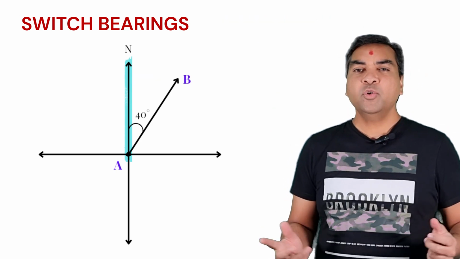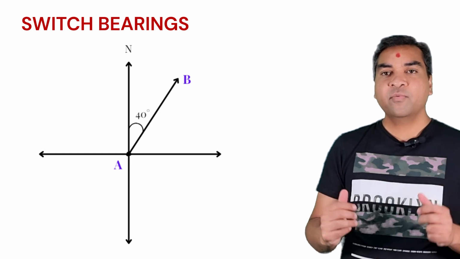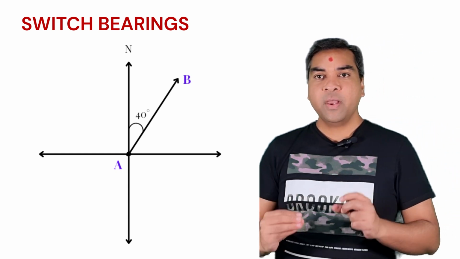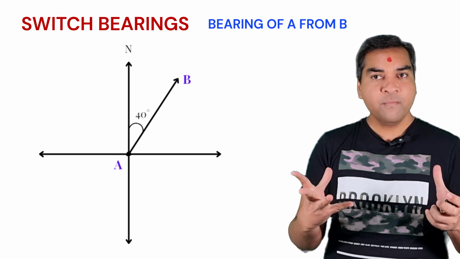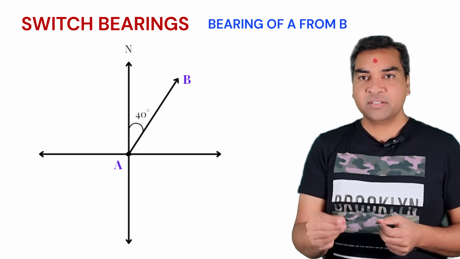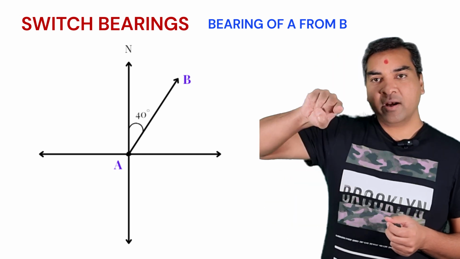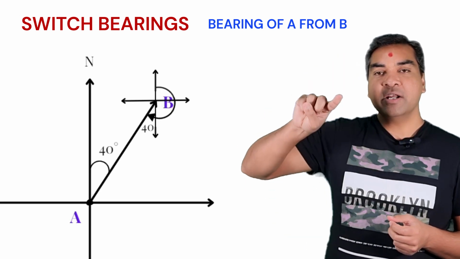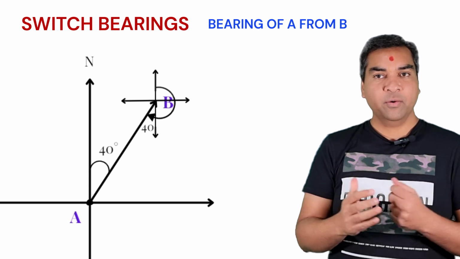Now we will try to switch the bearing and we will try to find out what is the bearing of A from B. When I'm saying from B, I'm going to make my north axis at B, and then in a clockwise direction I will keep going till my A goes.